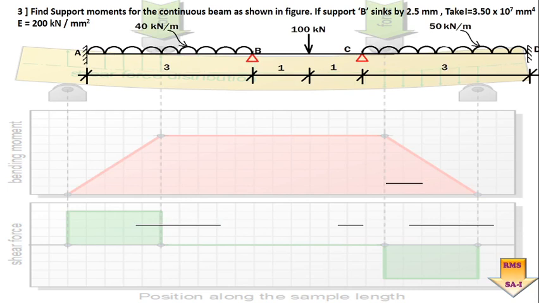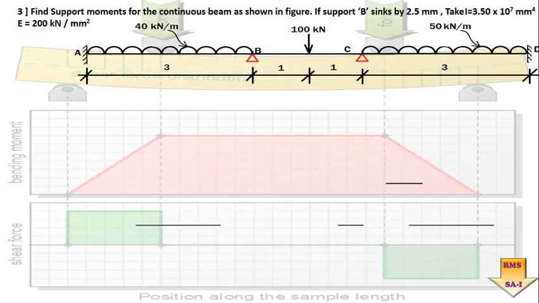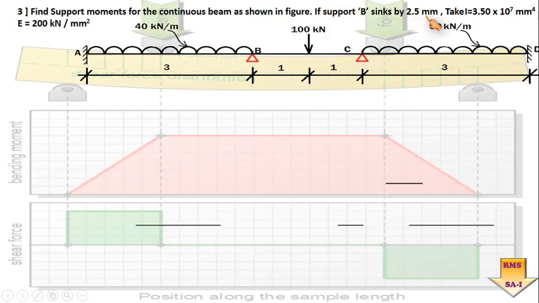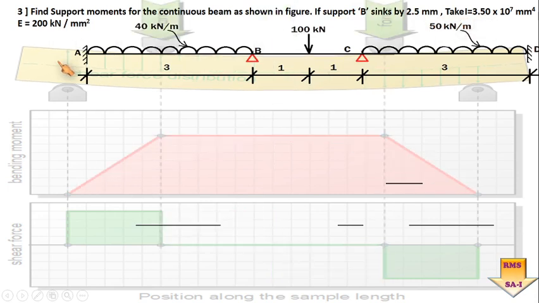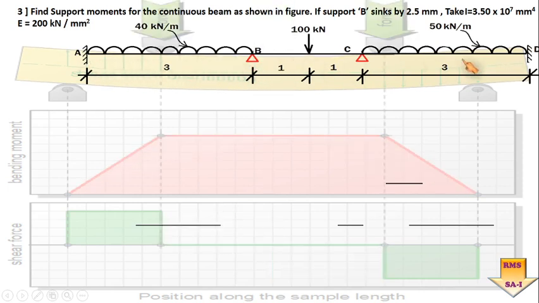Here we are required to find out the support moments for the beam as shown in the figure, if joint B is sinking by 2.5 millimeter, and the values of I and E are given in this problem. Now we can see here this being a continuous beam.